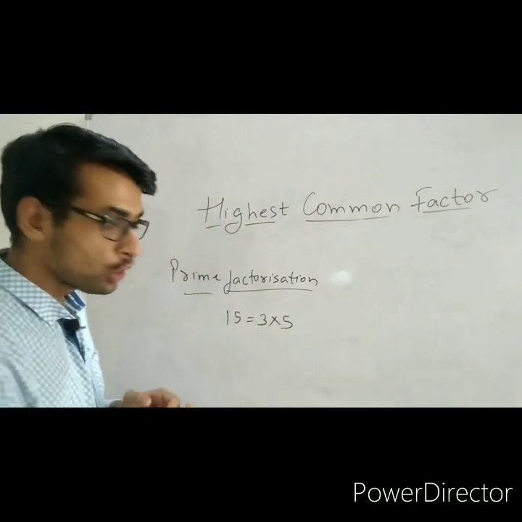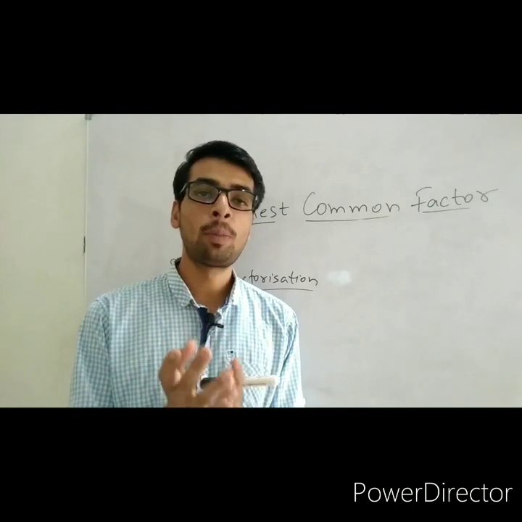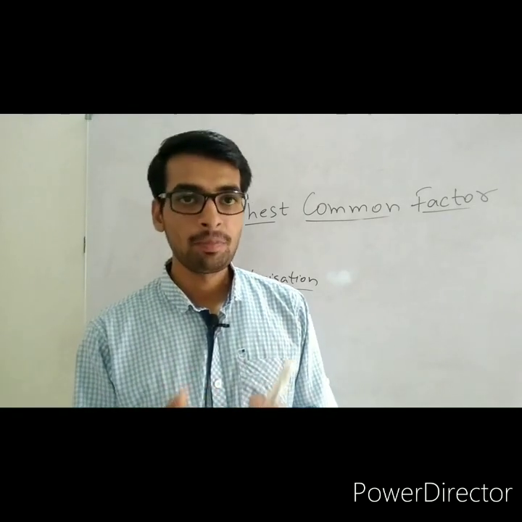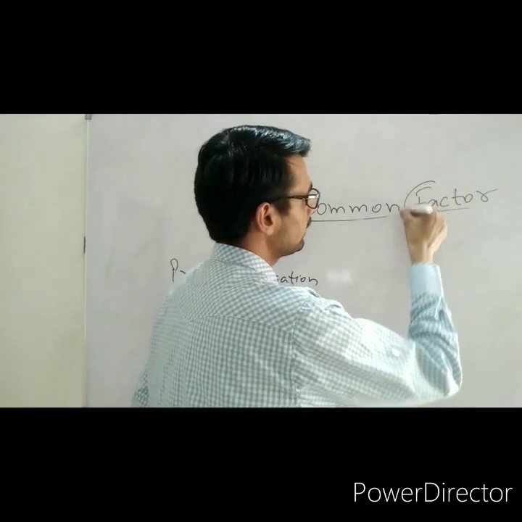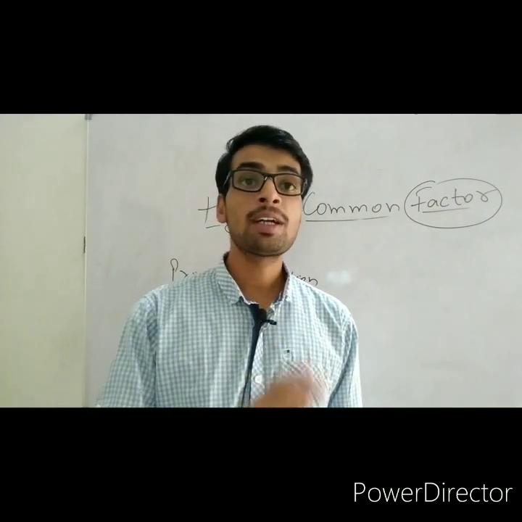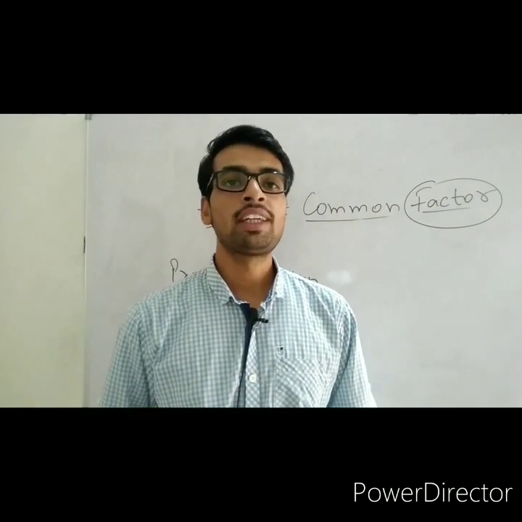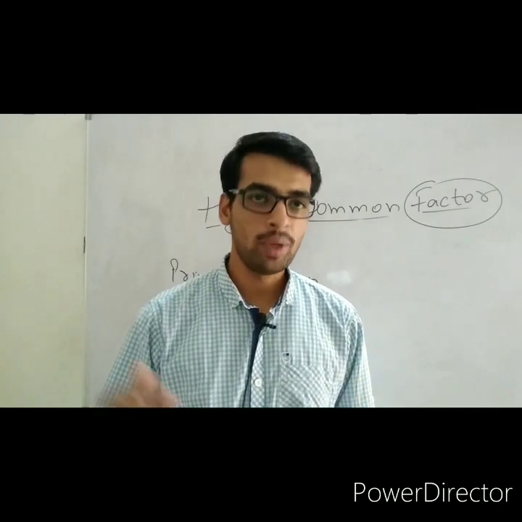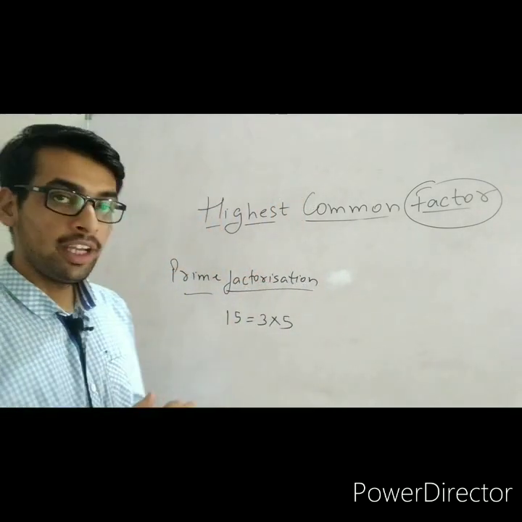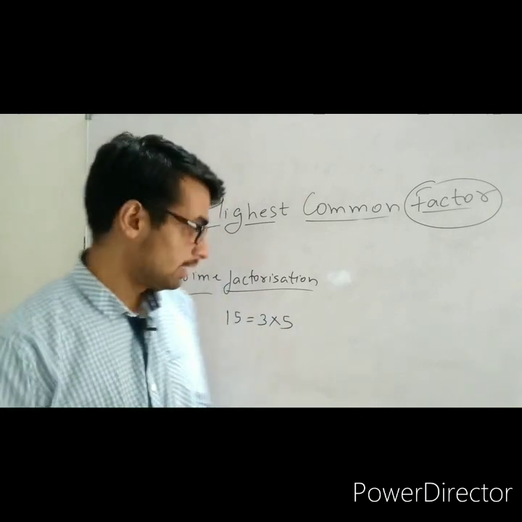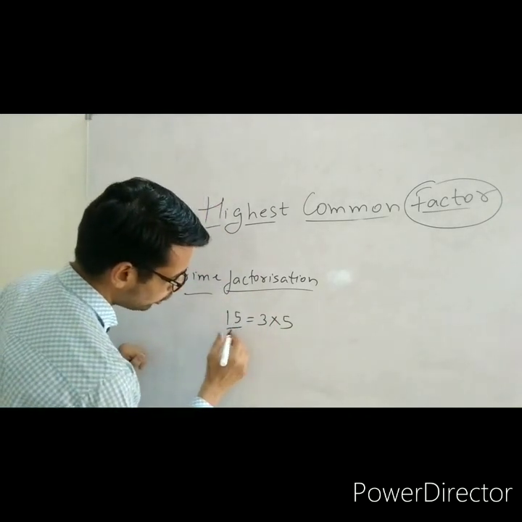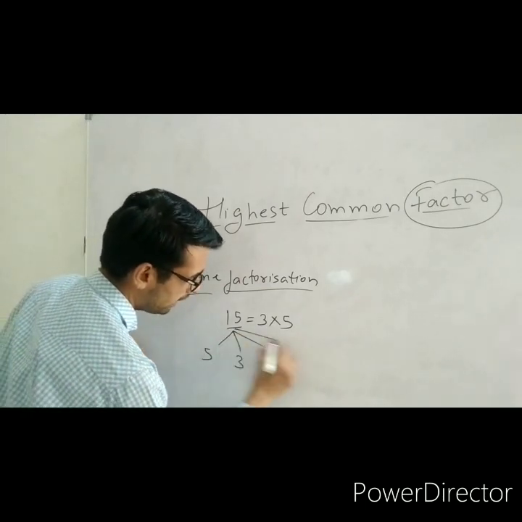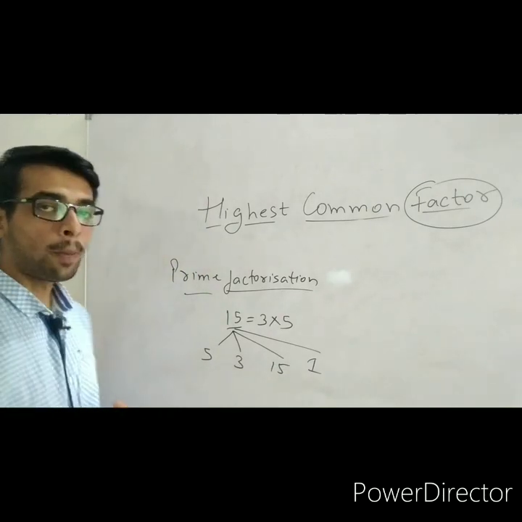Here I want to discuss two words with you: composite and prime number. Composite numbers are those numbers which have more than two factors. A factor is a number which can divide another number completely, like 2 is a factor of 4, 4 is a factor of 8, and 8 is a factor of 16. If I talk about the factors of 15, they are 5, 3, 15 and 1. So 15 is a composite number.